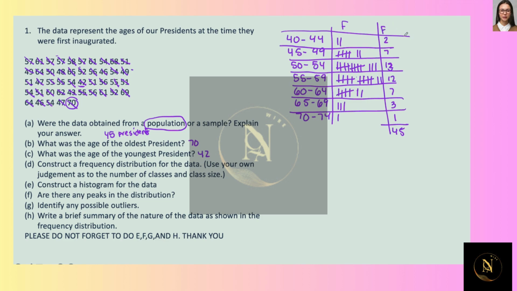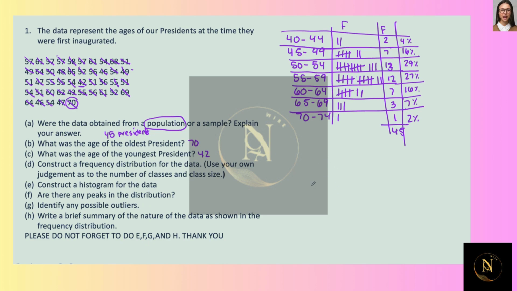And so I'm going to do the relative frequency distribution. 2 out of the 45, which would be 4%. 7 out of the 45, which would be 16%. 13 out of the 45, which would be 29%. 12 out of the 45, which would be 27%. 7 out of the 45, which would be 16%. 3 out of the 45, which would be 7%. And then 1 out of the 45, which would be 2%.